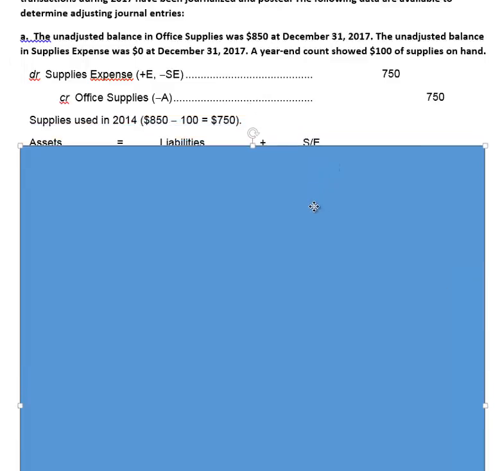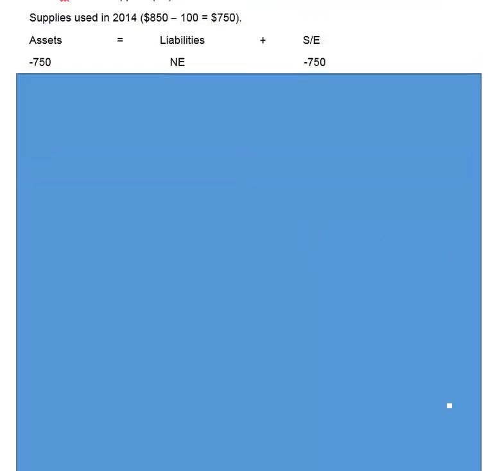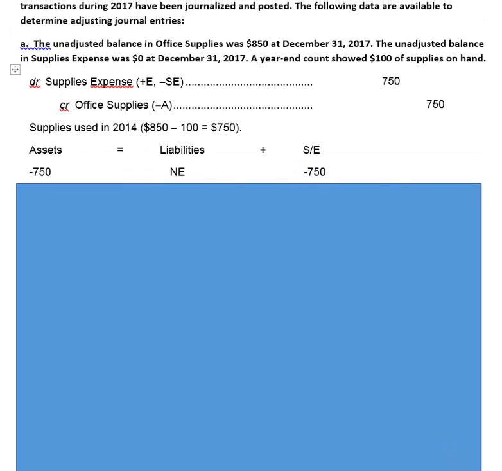So you'll notice again, if we look at the transaction here, the journal entry, we can see that we're recording the supplies that we've used up in 2017, which was $750. How do we know? Well, we had 850 in supplies, our asset account. At the end of the year, we've only got 100. So that means we have used up $750. So whatever we've used up of the asset is expensed on the income statement.